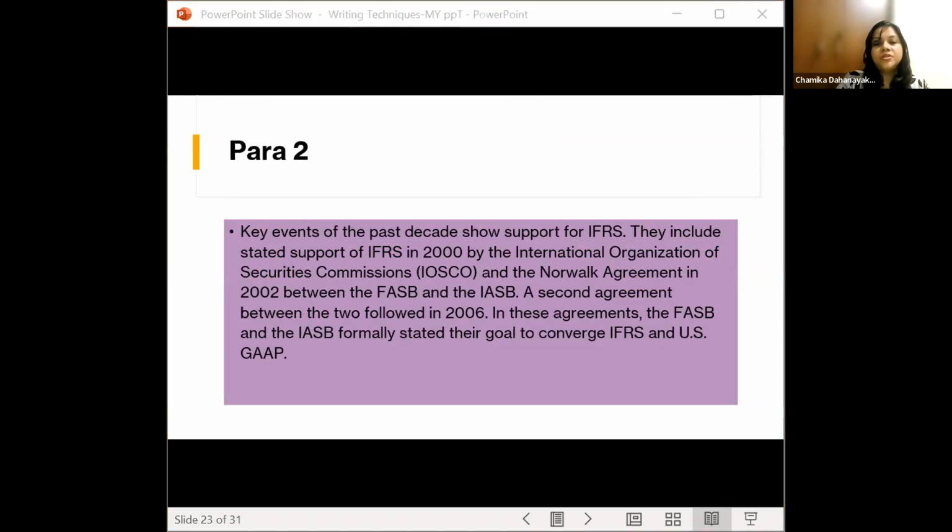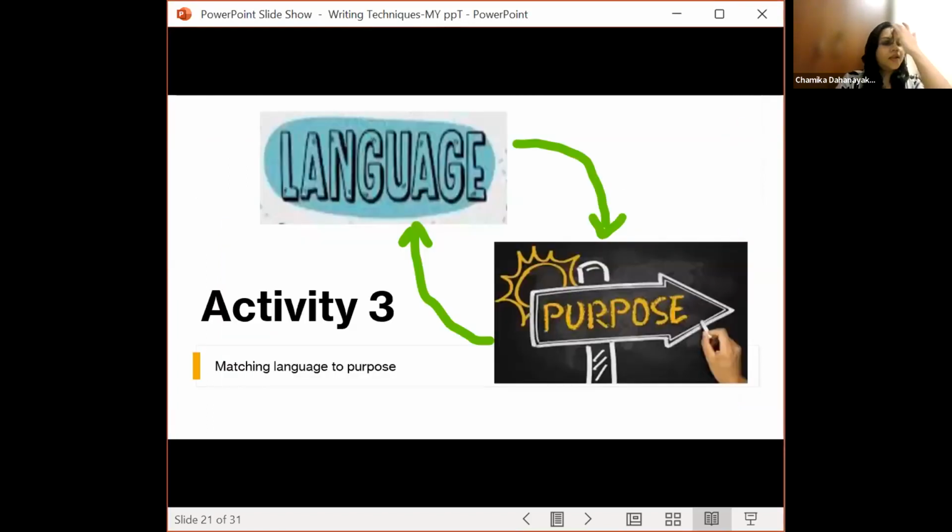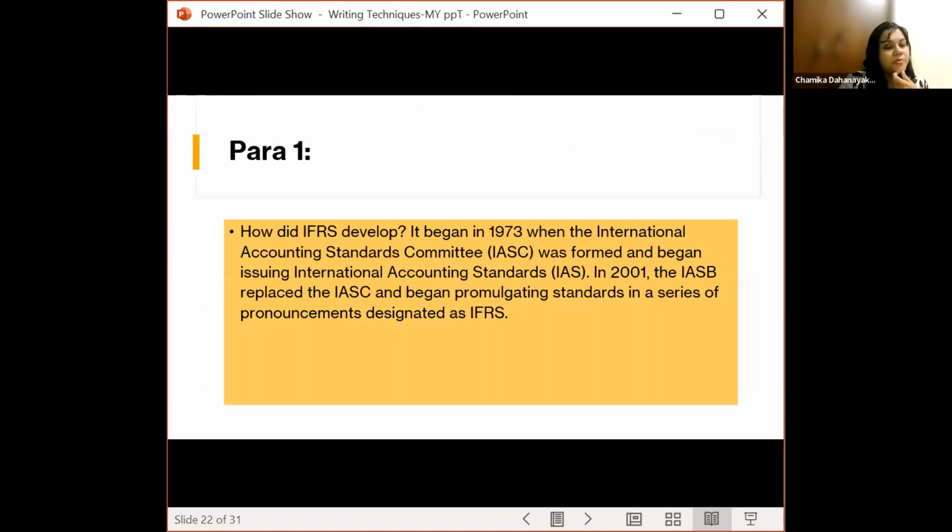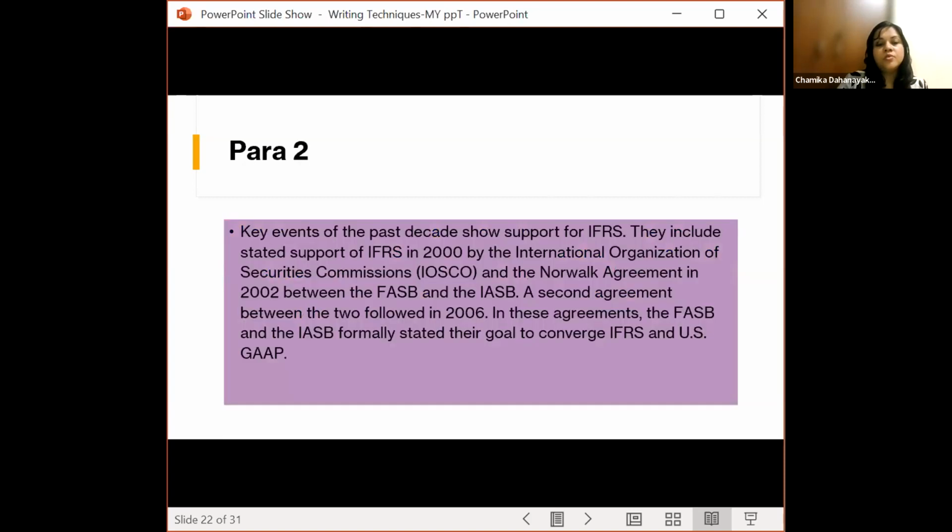I want you to tell me who is the audience here. Then we have come to the second step, where we are doing an audience analysis. I want you to read the first paragraph and tell me who is the audience for paragraph 1, who is the audience for paragraph 2, and how do you know this? What are the differences that you notice?